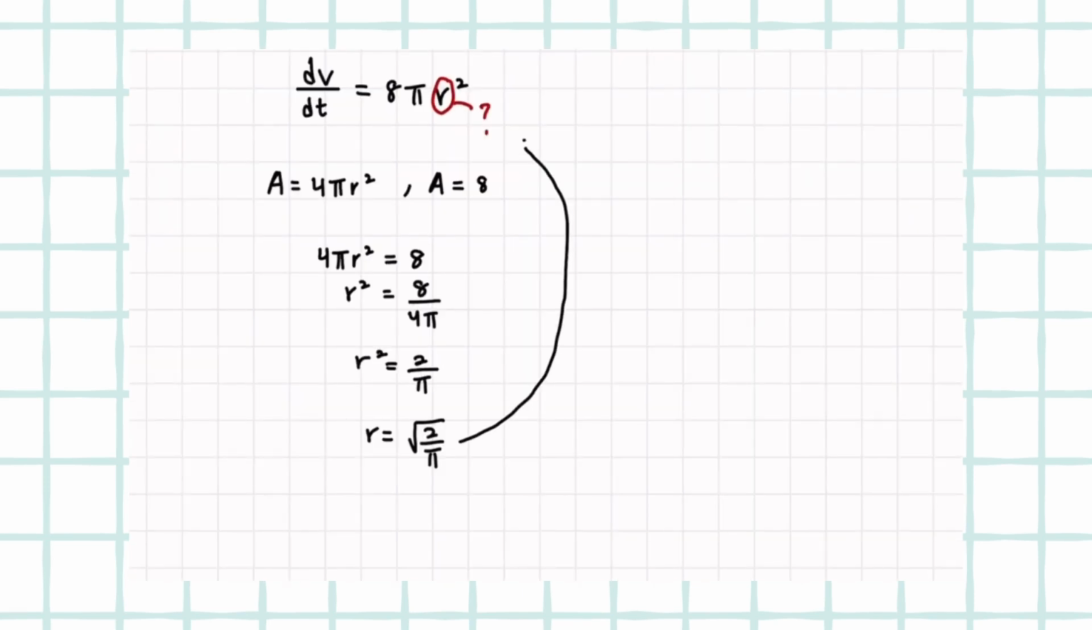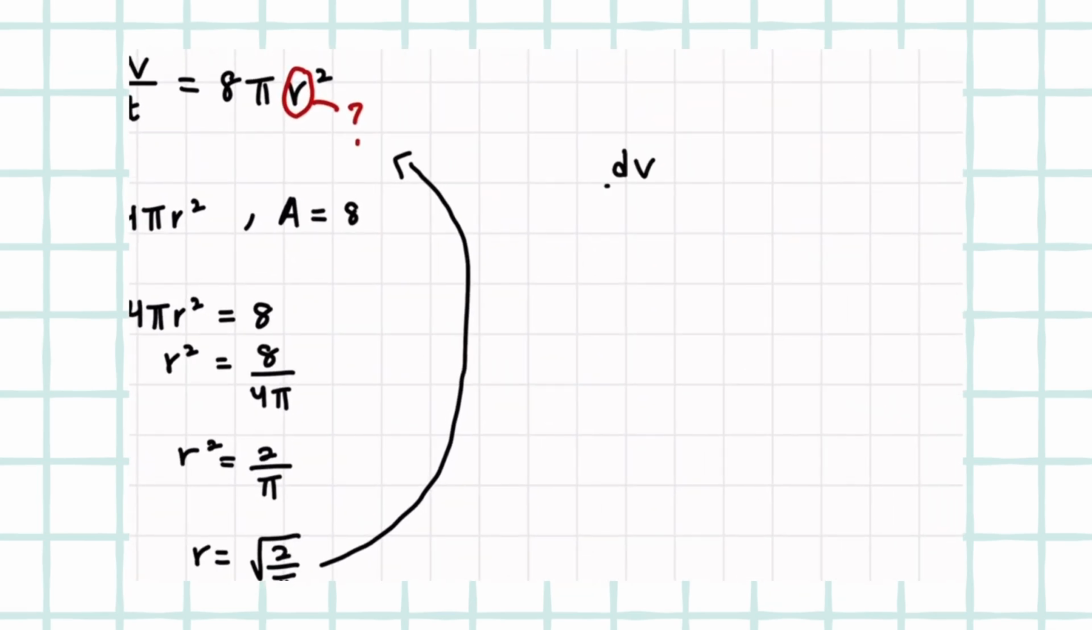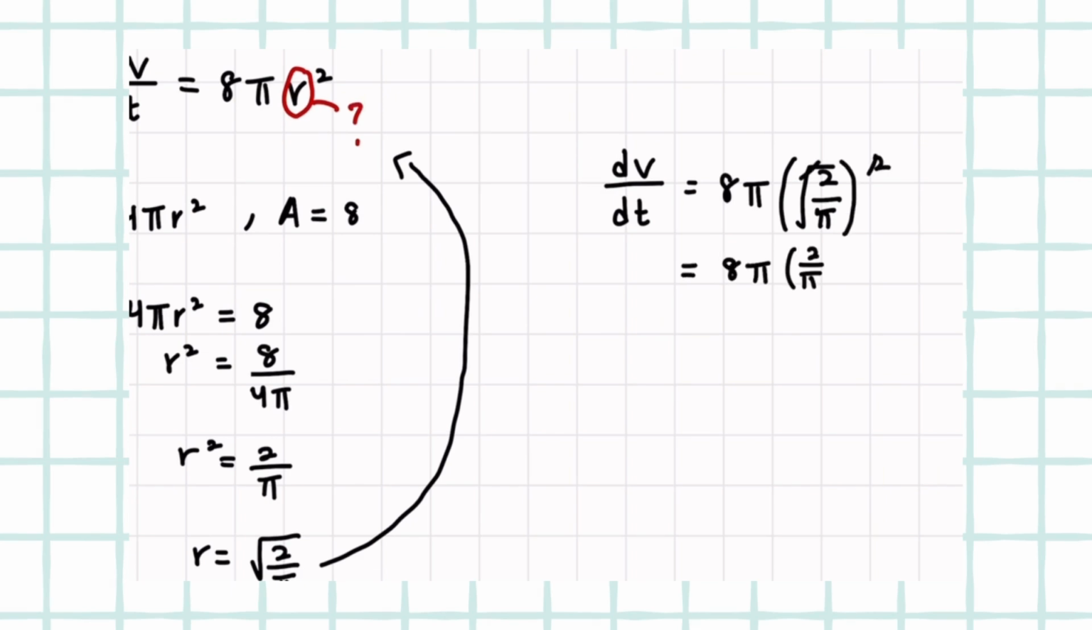Now that we have found the value of r, we can substitute it into the dV over dt equation. So it will be 8 pi times square root 2 over pi, squared. And the final answer is 16 cm³ s⁻¹.